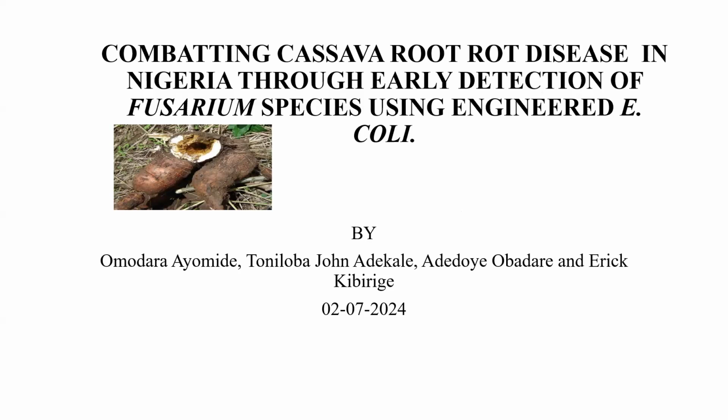All right. Hello, everyone. This is the group presentation from Group 20, with members myself, Omodara Ayomide, Toniloba John Adekale, Adedoye Obadare, and Erick Kibirige. Our project topic is combating cassava root rot disease in Nigeria through early detection of Fusarium species using engineered E. coli.